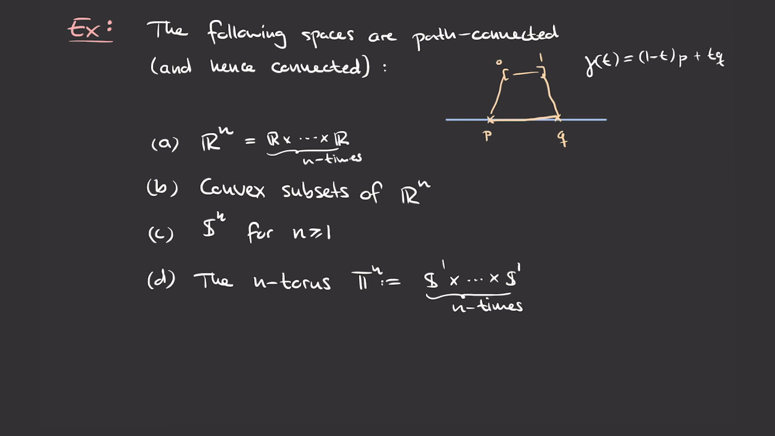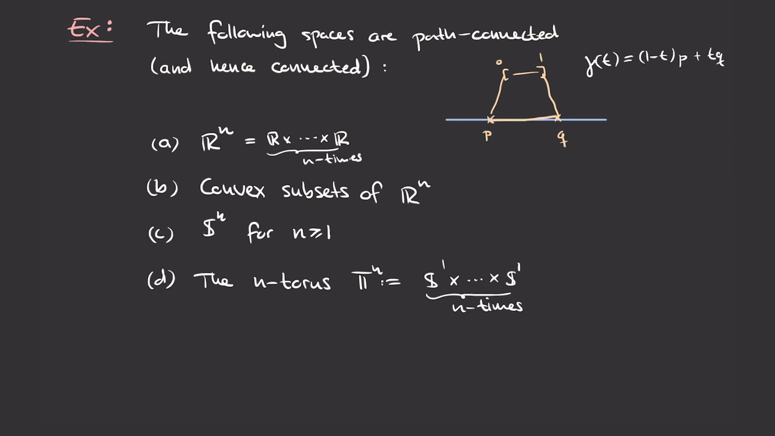Now, since we're just using addition and multiplication here, this is a continuous function, and if you plug in 0, you get back P, and if you plug in 1, then this term vanishes, and then you get back Q. So this is indeed a path from P to Q.